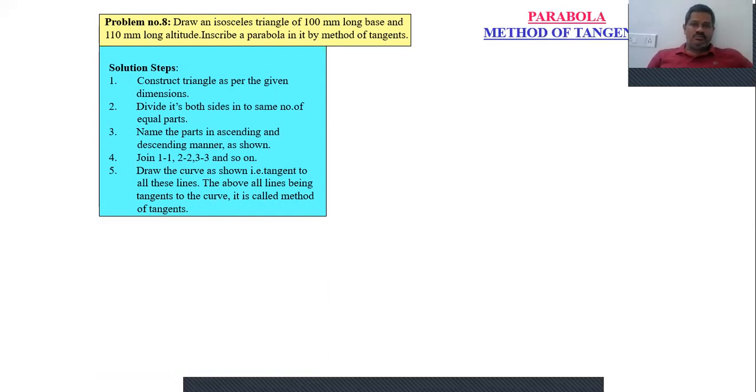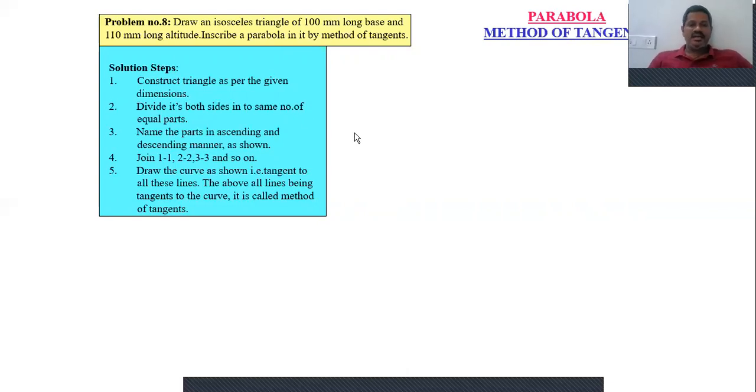So that's why we are calling this method the tangent method. I read out the problem once again. Draw an isosceles triangle of 100 mm long base and 110 mm long altitude. So the altitude of the triangle is 110 millimeters, and the base is 100 mm. With these dimensions, we have to construct a triangle, and inside the triangle we need to inscribe a parabola by using the tangent method. This is the problem now.